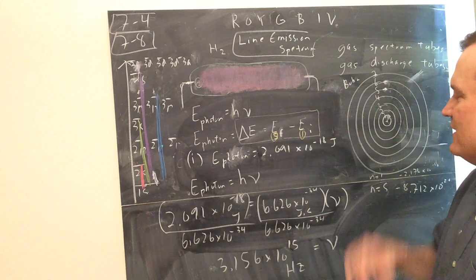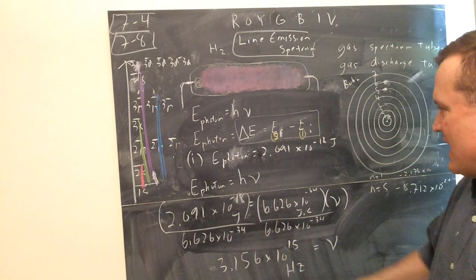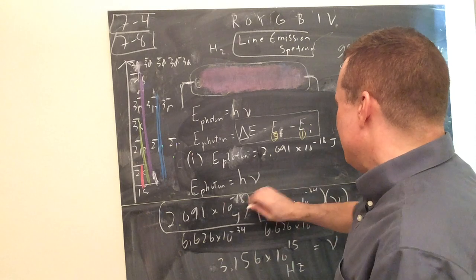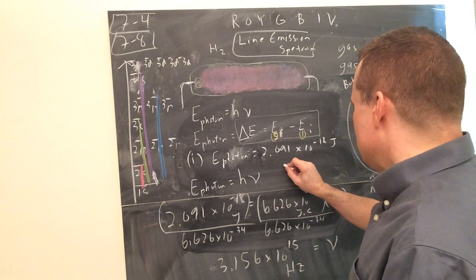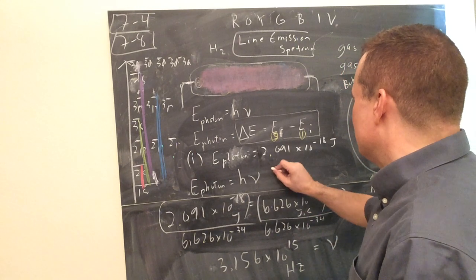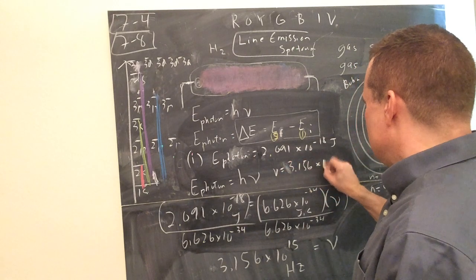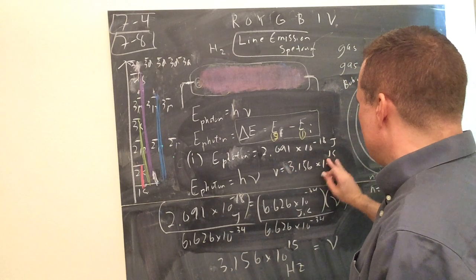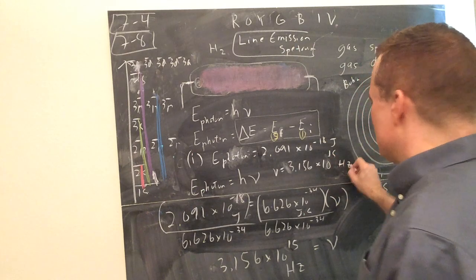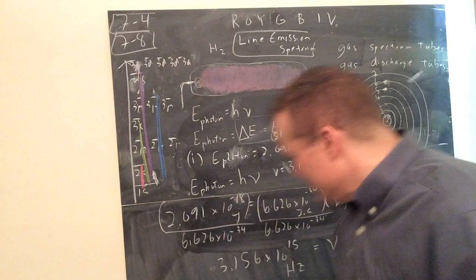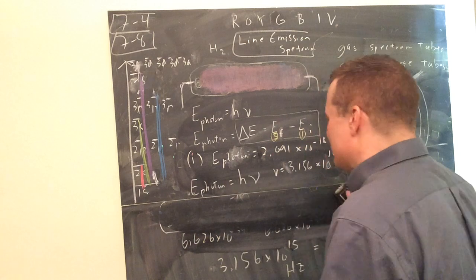Okay, so we got the photon energy. Now we have the frequency, and the frequency is equal to 3.156 times 10 to the 15th Hz, hertz. Now let's find the wavelength, number 3, and I think you know how to do that.